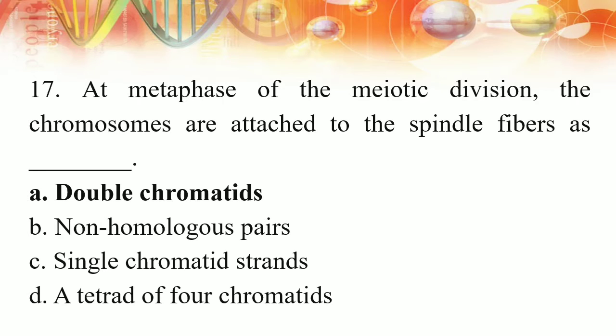A tetrad of 4 chromatids occurs during prophase 1. Single chromatid strands happen during anaphase. Non-homologous pairs are chromosomes that do not belong to the same pair. Double chromatids are attached to the spindle fibers during metaphase 1. So the answer is double chromatids.